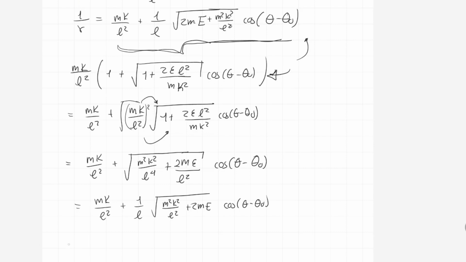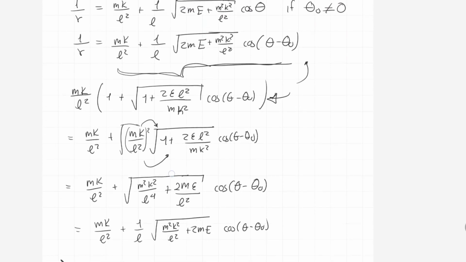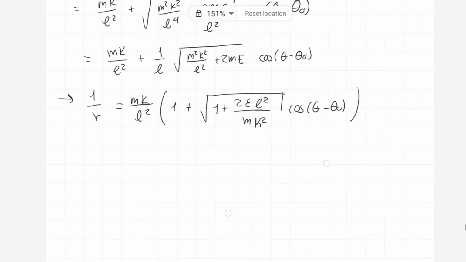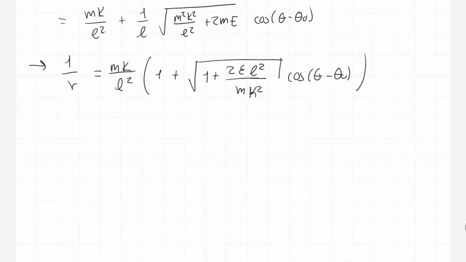So finally we get that 1 over r is, well, all this. Let me copy. Okay, so we got this equation over here, which maybe isn't so pretty, but you need to notice that again, all this expression here is a constant because it just involves constants, so we can rename it.